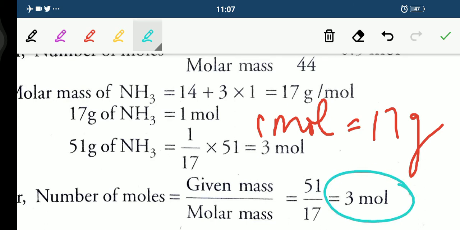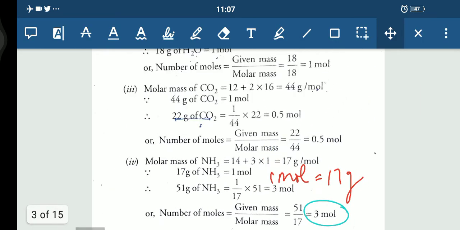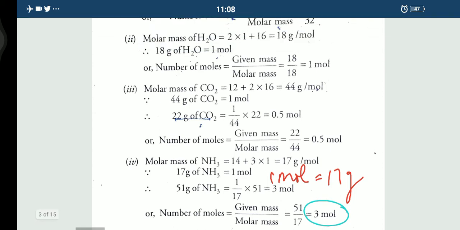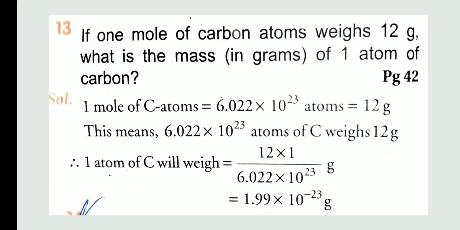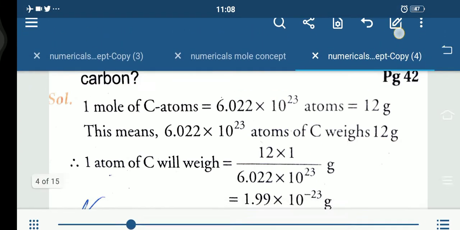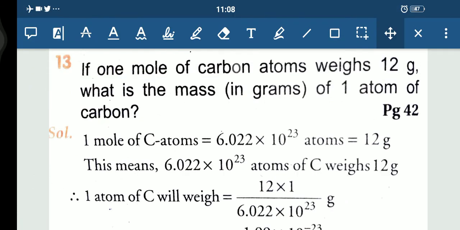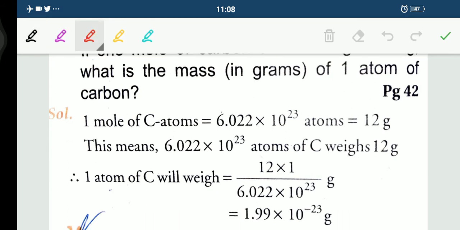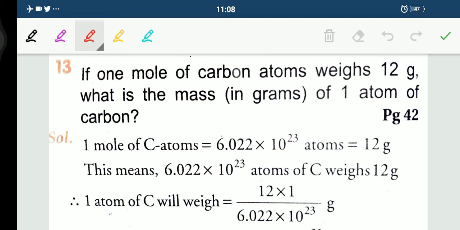So this was the unitary method, and in the same way you can do this with the formula method, the direct formula, that is given mass upon molar mass. I hope it is clear. Now children, in the same way you can do this thing also. If 1 mole of carbon atom weighs 12 gram, what is the mass in grams of 1 atom of carbon?